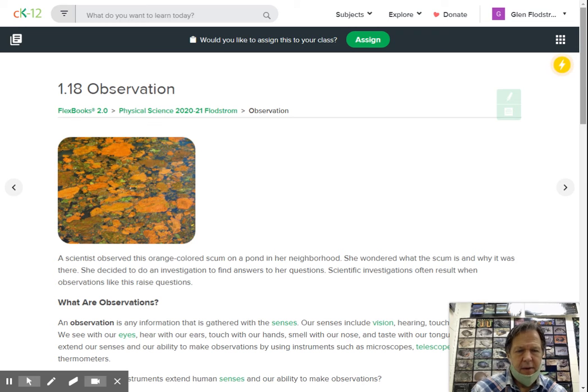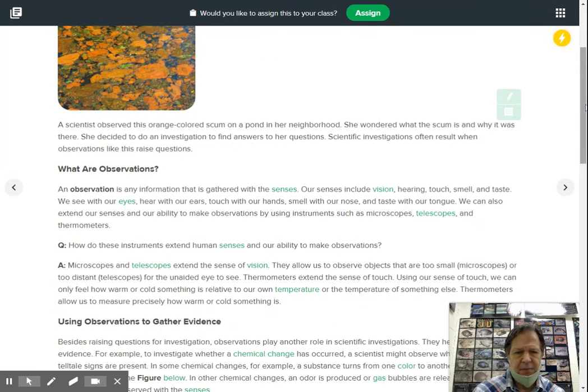Okay, I'm going to go over units 1.18 all the way through 1.21, I believe. All right, so I want to do this relatively quickly. Observations, we went through this. I'm going to keep it real simple.